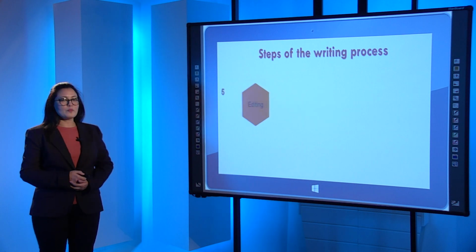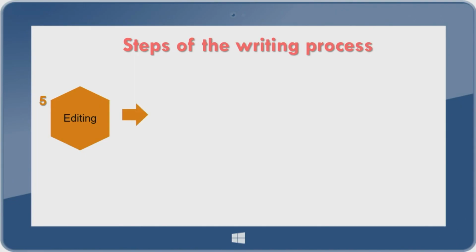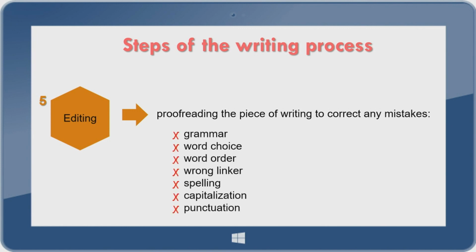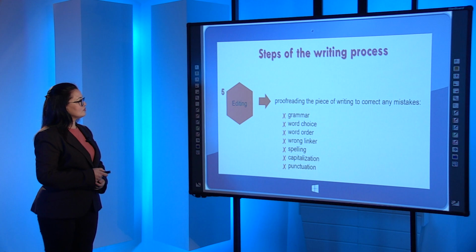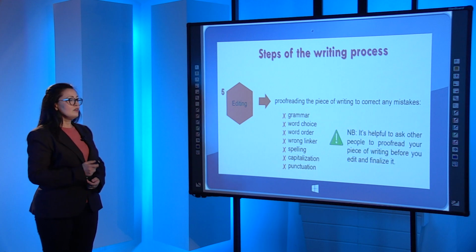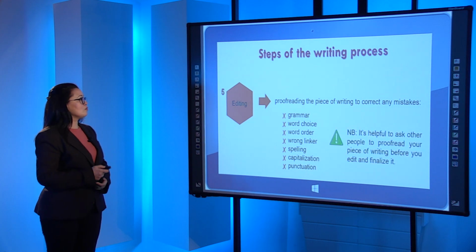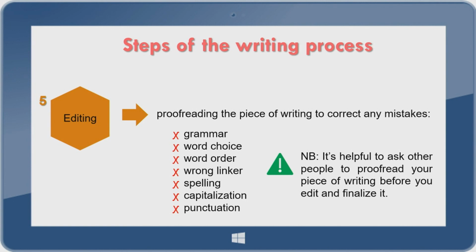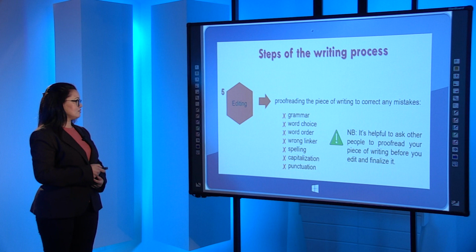The last step in the writing process is editing, and we mean by that proofreading the piece of writing to correct any mistakes, which can be grammatical, word choice, word order, wrong linker, spelling, capitalization, or punctuation. Remember, it's always helpful to ask other people to proofread your piece of writing before you edit and finalize it.